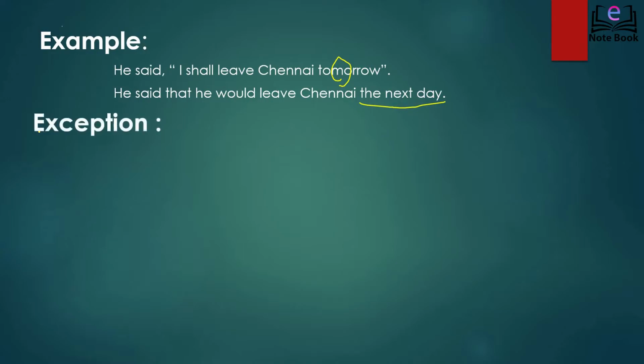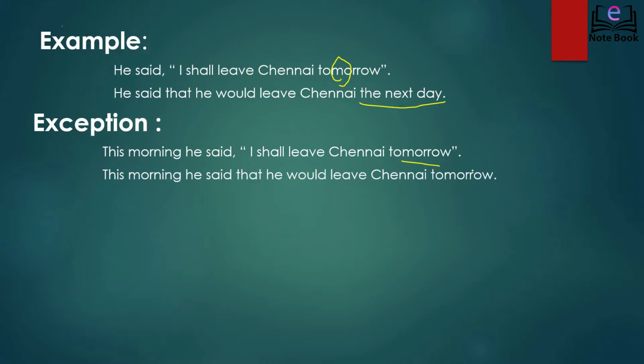But here we have an exception. Now exceptions are the favorites of exam makers. So please note down this example. This morning, he said, I shall leave Chennai tomorrow. But in the indirect form, tomorrow is retained. Why is this so? That is because the same day is being talked about. Now, when we are talking about the same day, we don't change the time expression. It remains the same.